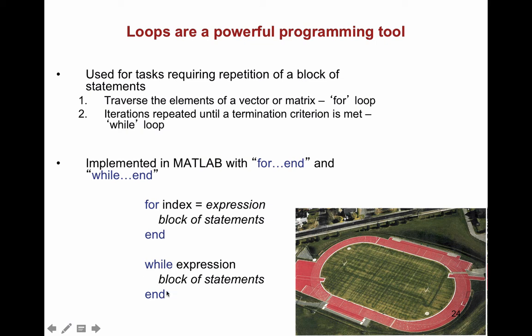Whereas a while loop is going to actually check whether an expression is true. So this is where we're going to use relational operators. So keep doing something while A is positive, and then when A becomes negative, stop, okay? So this is used when we don't know how many times we want to change something, or do something.